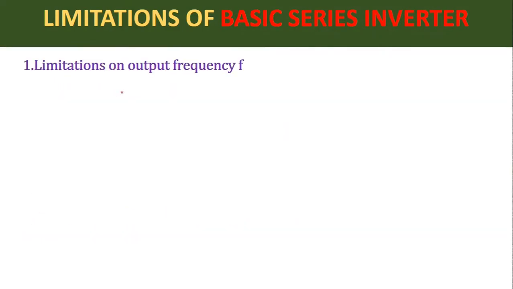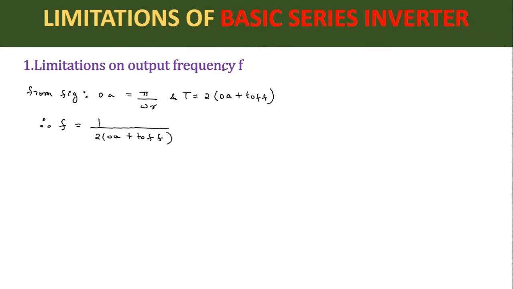First one is limitations on output frequency represented by f. We have already discussed the output waveforms of the basic series inverter. So from that output waveforms figure, we can see that OA is equal to pi upon omega R, where omega R is called the ringing frequency, and total time period will be equal to 2 into OA plus T off. Okay, so we know that frequency will be equal to 1 upon time period. So output frequency of the series inverter we will get 1 upon 2 into OA plus T off. This equation we have already seen in the analysis part.